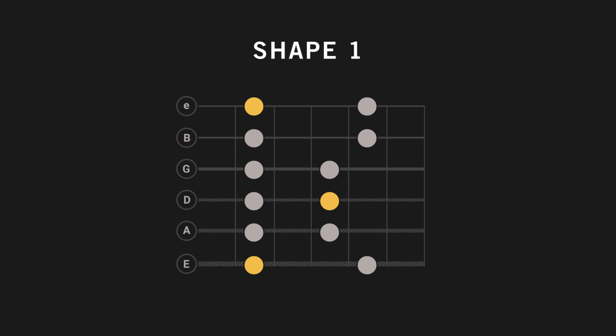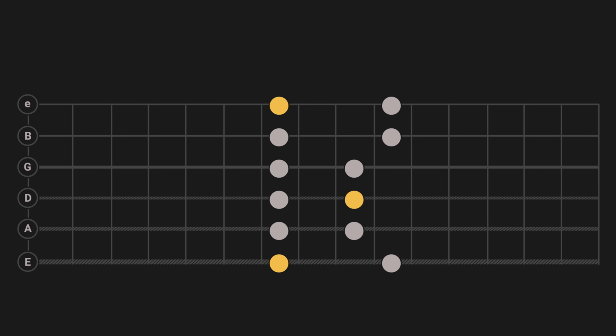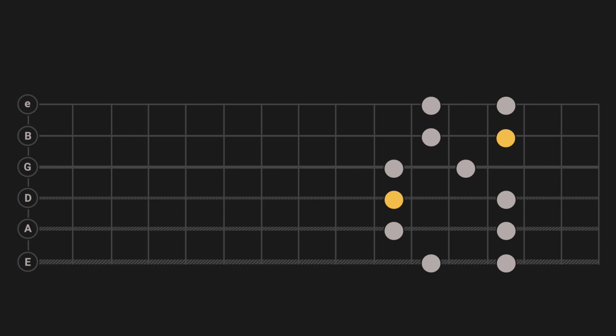Root notes. Every scale has what's called a root note. This is the main note that the scale builds from, and it also gives the scale its key and name. For example, C minor, A minor, or D minor. Look at any of the shapes and you will see that some notes are marked in a different color.